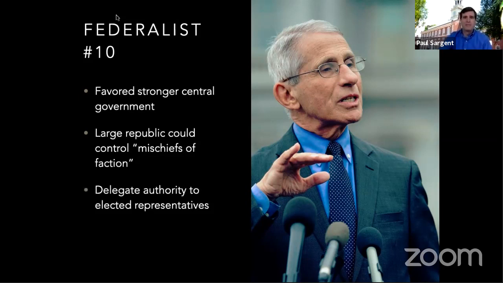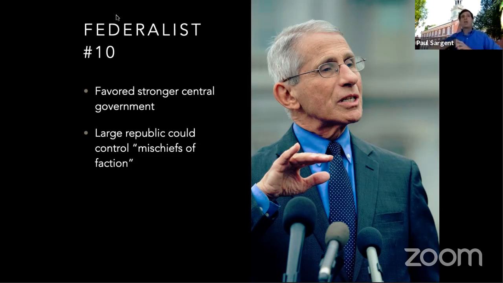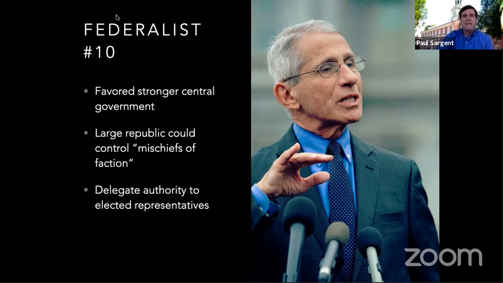the other factions. And so a large republic is going to control the mischiefs of faction, because it creates such a huge area under one government that there are so many different voices that factions cannot evolve. Plus, the federal government is set up in a way which would discourage them. He also argued this strong central government would delegate authority to elected representatives. So the people would elect people who would then make the decisions, making it harder for factions to actually get things done. They would have to influence the people who were making the decisions.